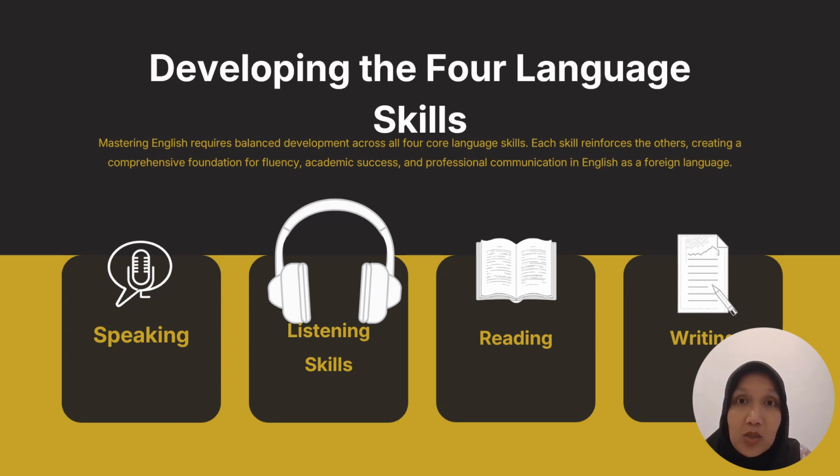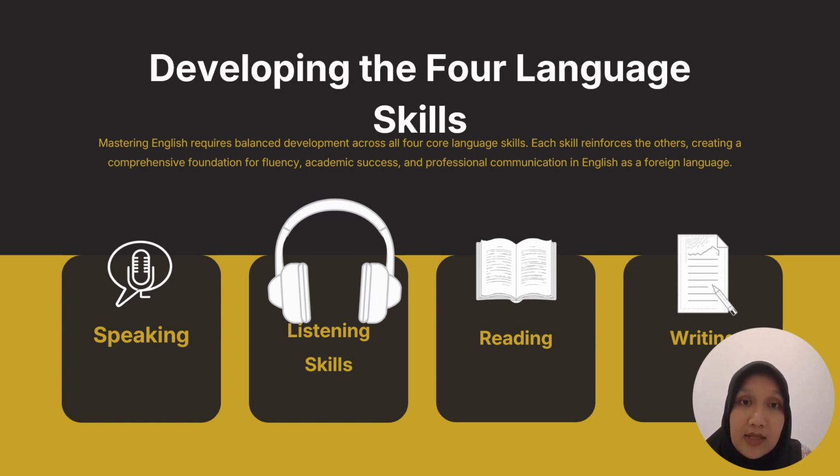The next is developing the four language skills. Mastering English requires balanced development of all four language skills: speaking, listening, reading, and writing. For speaking, practice fluency through role plays, presentations, and discussions. Don't worry about making mistakes, focus on communicating your ideas clearly. The more you speak, the more confident you become.